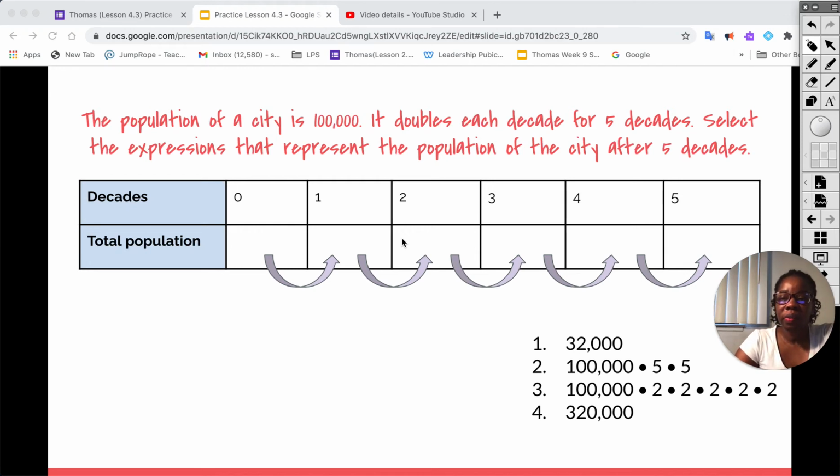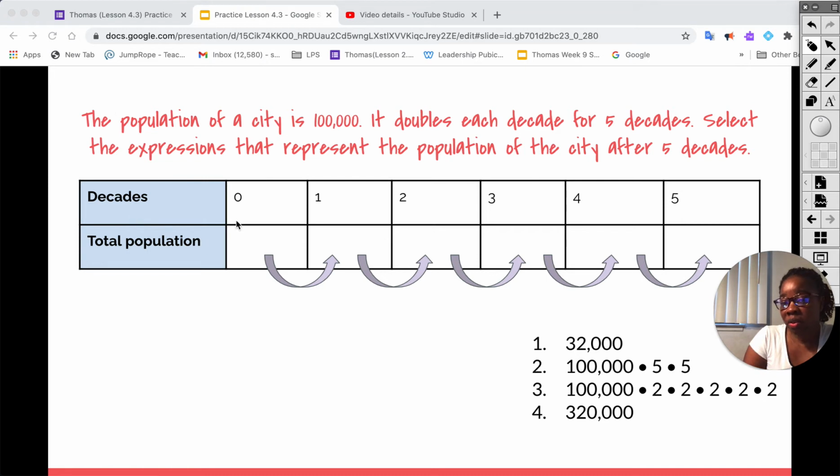All right, so this question says the population of a city is 100,000. It doubles each decade for 5 decades. You're to select the expression that represents the population of the city after 5 decades.